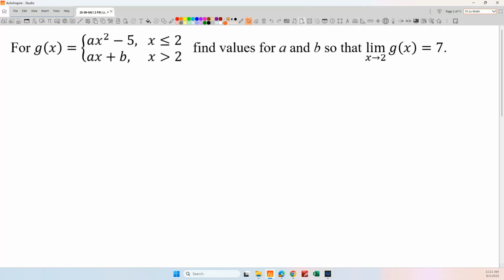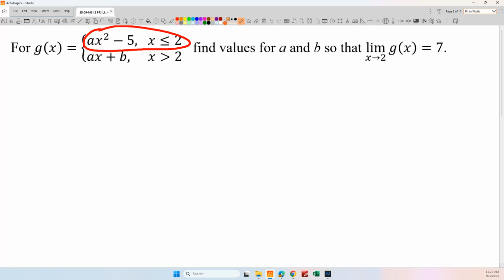Because the limit as x approaches 2 is equal to 7. Because the limits have to be equal to, both have to be equal to 7, don't they? From the left and the right. Everybody get that? So we're gonna get 2 equations as we take the limit from the left and the limit from the right. That's gonna impose conditions on A and B. So here's one.